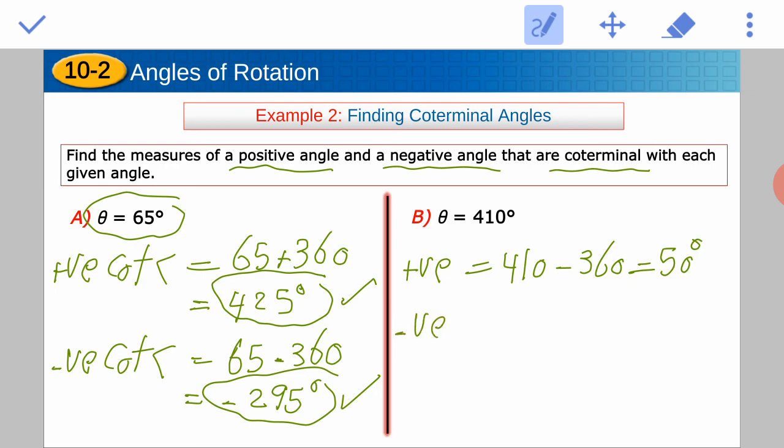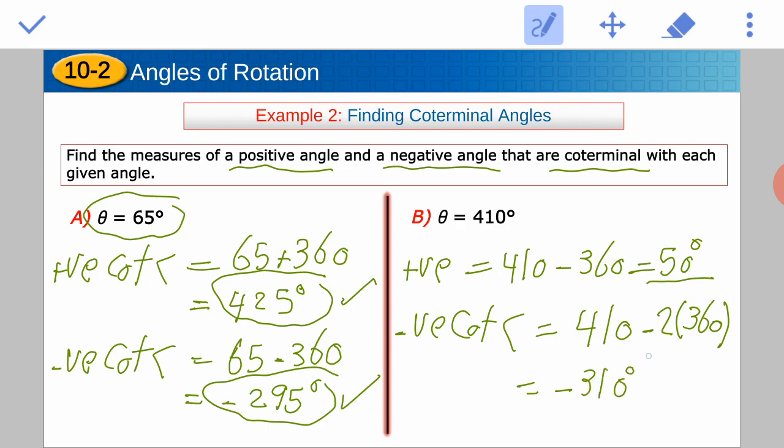I need another, negative, coterminal angle. Guys, 410, we already subtracted 1 round and we got a positive one, so we need to subtract more than 1 round. This time let me subtract 2 rounds. So this is going to equal 410 minus 720. 410 minus 720 is equal to negative 310 degrees. So we got a positive and a negative coterminal angle with the same angle theta.